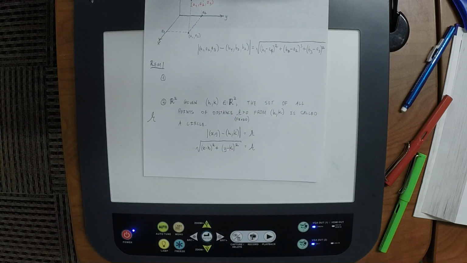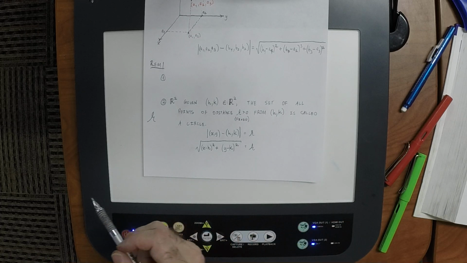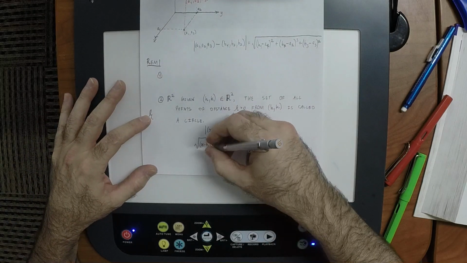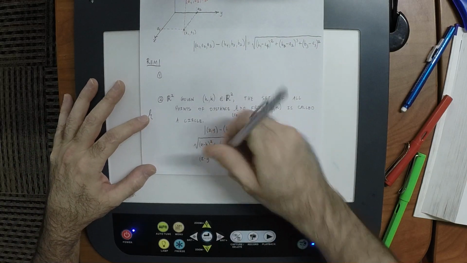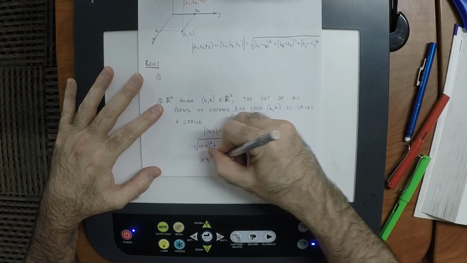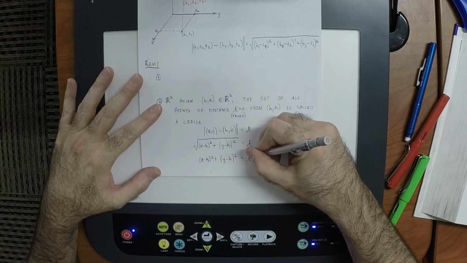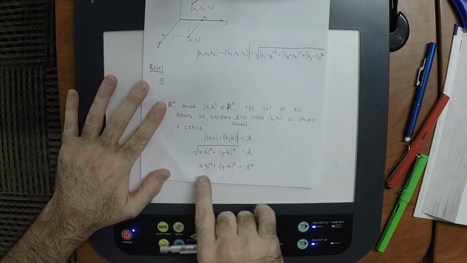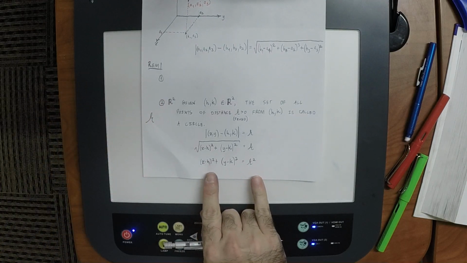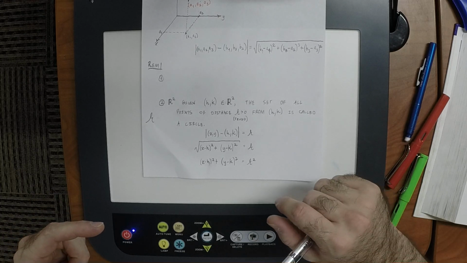Even this is not the usual way you write the equation for a circle. Usually you write it without a radical, over here. So x minus h squared plus y minus k squared is r squared. This is the standard equation of a circle centered at hk with radius r. Okay. Any questions about this one?